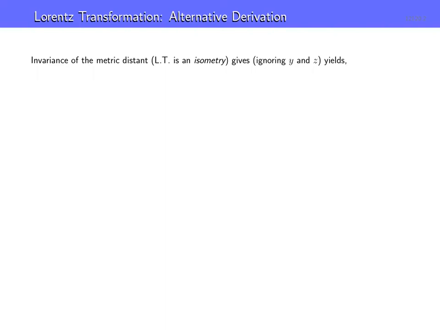Okay, now the feature that we're going to rely on here is the invariance of the metric distance. Now, that's a typo. It's just distance. The formal mathematical name for that is isometry, the transformation that leaves the metric distance the same. And these are our physical transformations, continuous transformations. And we're going to ignore y and z because that's not really part of the story.